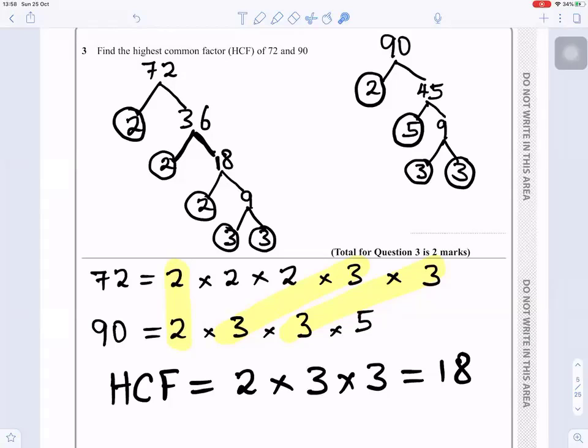Question number 3. Find the highest common factor of 72 and 90. You can draw a factor tree.